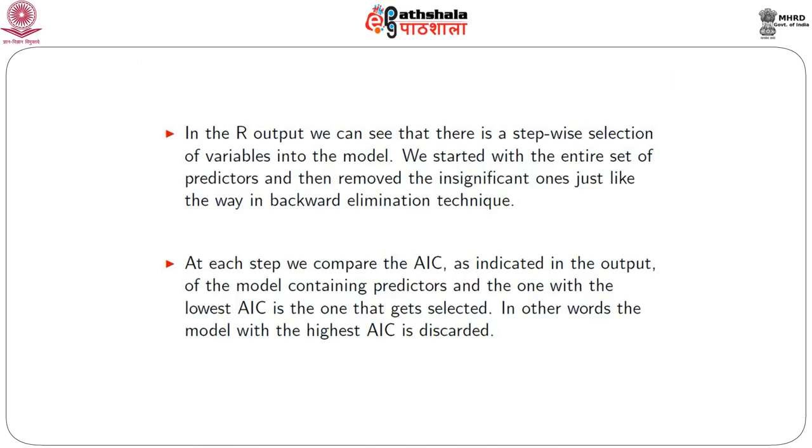In the R output, we can see that there is a stepwise selection of variables into the model. We started with the entire set of predictors and then removed the insignificant ones, just like in backward elimination theory. At each step, we compared the AIC of the models containing the predictors, and the one with the lowest AIC is the one that gets selected.